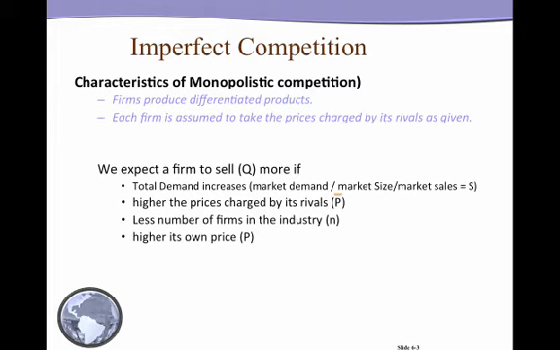One is that firms produce differentiated products. Each firm is assumed to take the price charged by its rival as given, so they do not try to strategize their production on the basis of others' prices, they just take it as given.